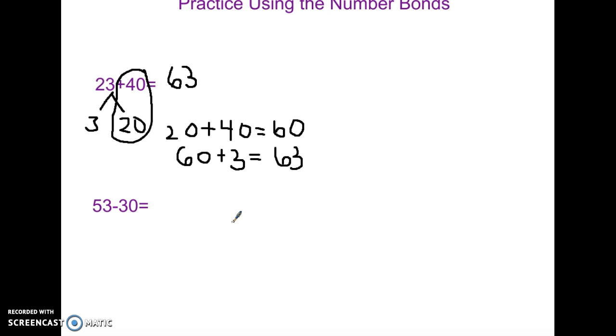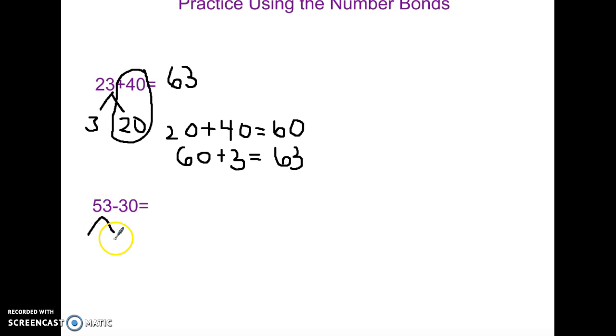All right, we're going to try another one, but this time it's going to be subtraction. So erase your boards and write 53 minus 30. All right, what's the first thing we're going to do? We're going to break up that 53. How many tens and ones are there? Right, there's 5 tens and 3 ones.